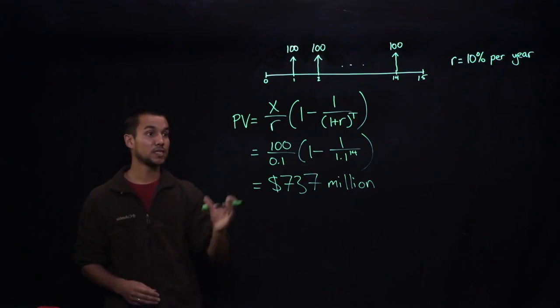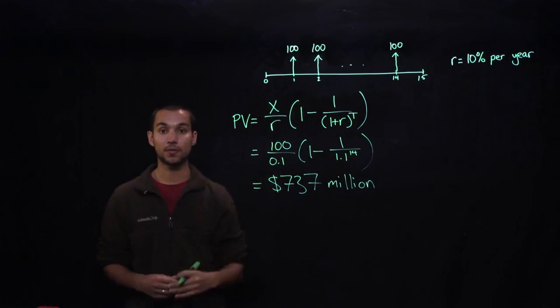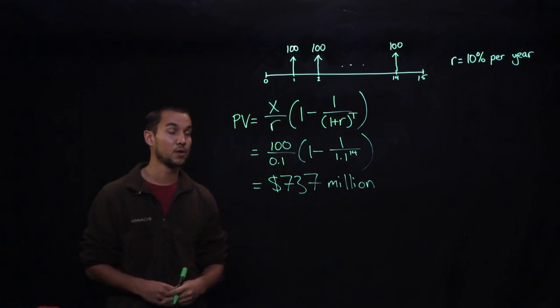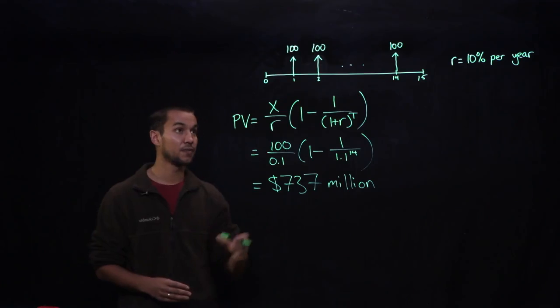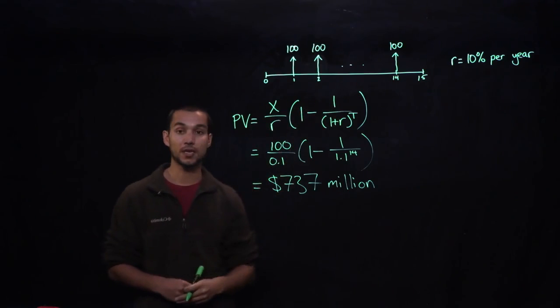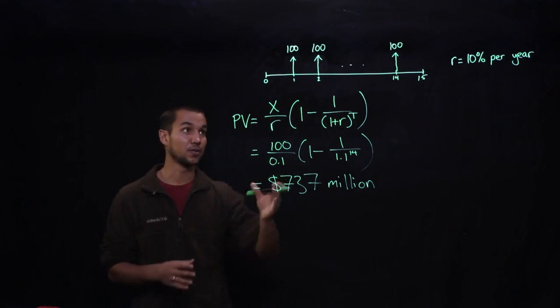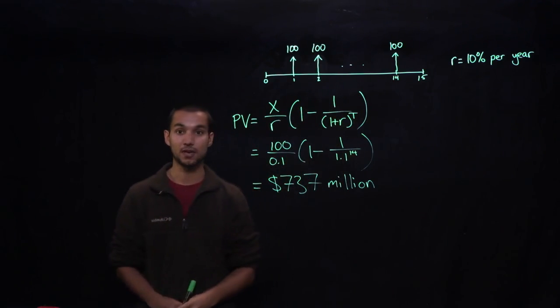And so these shortcuts, like the annuity formula and the perpetuity formula, we're going to use these formulas throughout this course. And they're very useful for calculating the present value of large sequences of cash flows.